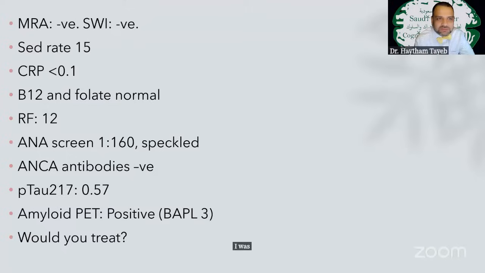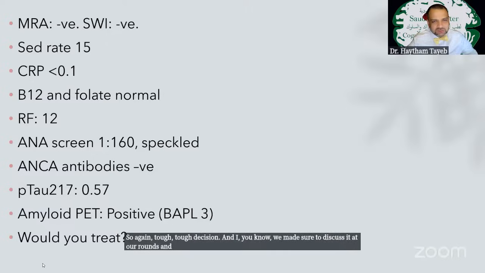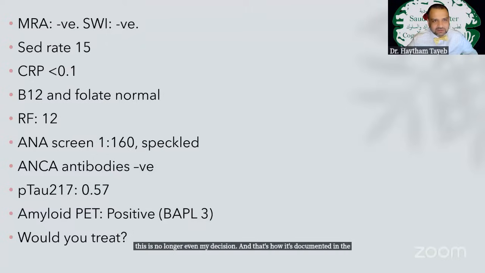I was reluctant, but it was a shared decision, just like you said, Waleed, and we'll see. I think people who are, especially those with high education, worried about the long-term prospects of their cognition and functioning, and who have the means, wouldn't necessarily object to having the treatment. We delayed the decision for a few months just to make sure they're firm with their wishes. Again, tough decision, and we made sure to discuss it at our rounds, and this is no longer even my decision, and that's how it's documented in the records. So we'll see. I'll let you know next time.